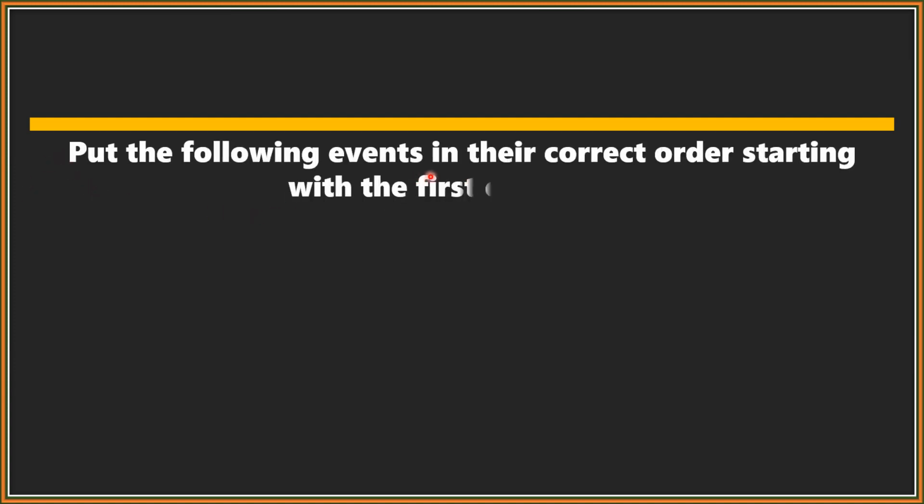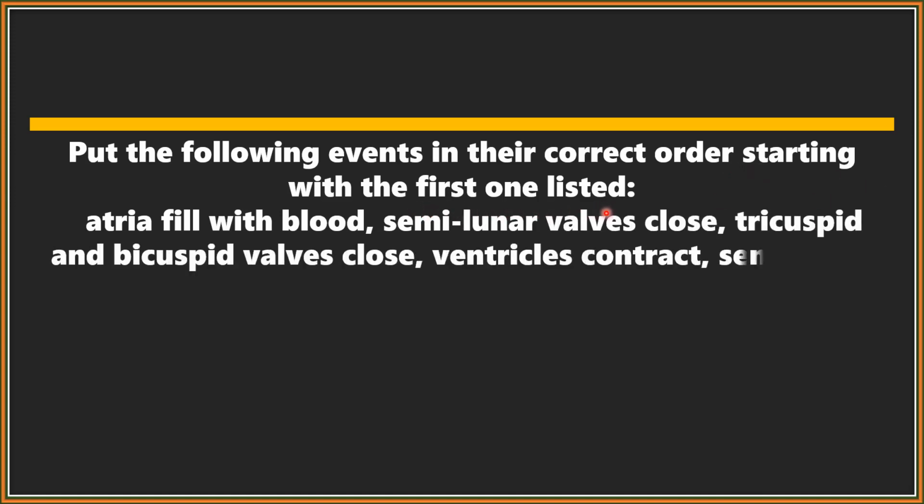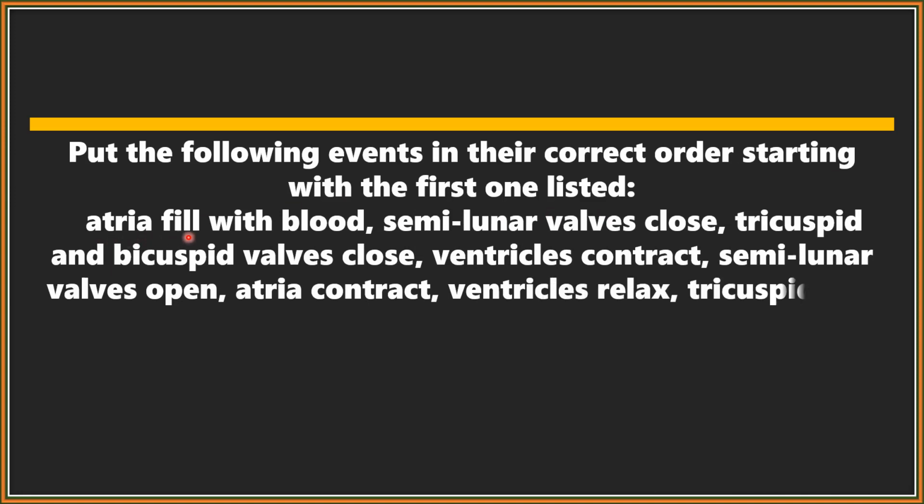Put the following events in their correct order, starting with the first one listed. Atria fill with blood. Semi-lunar valves close. Tricuspid and bicuspid valves close. Ventricles contract. Semi-lunar valves open. Atria contract. Ventricles relax. Tricuspid and bicuspid valves open. You can pause and try to rearrange.